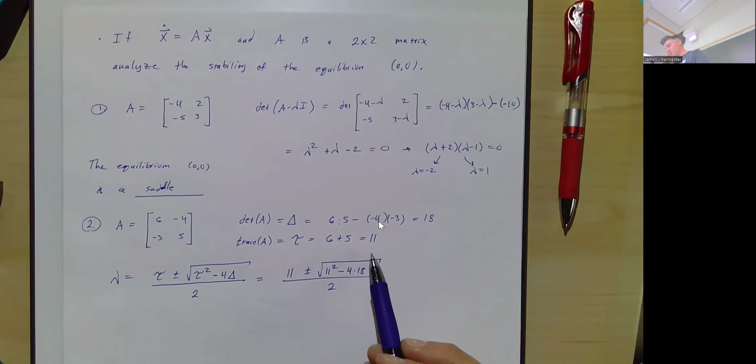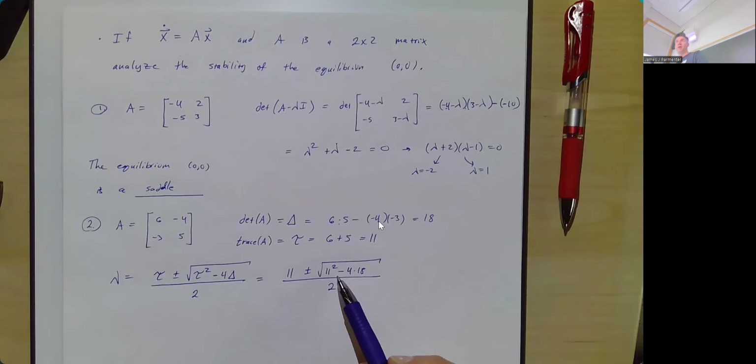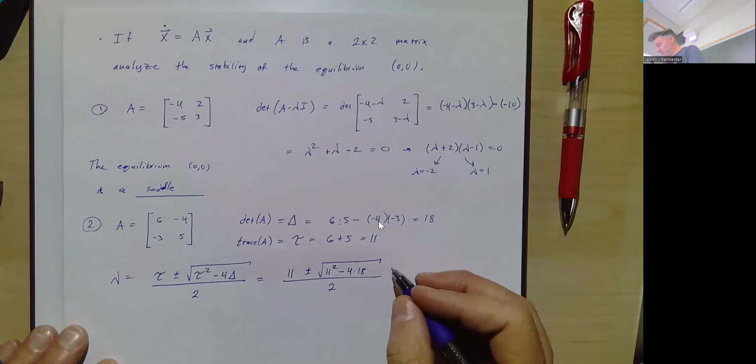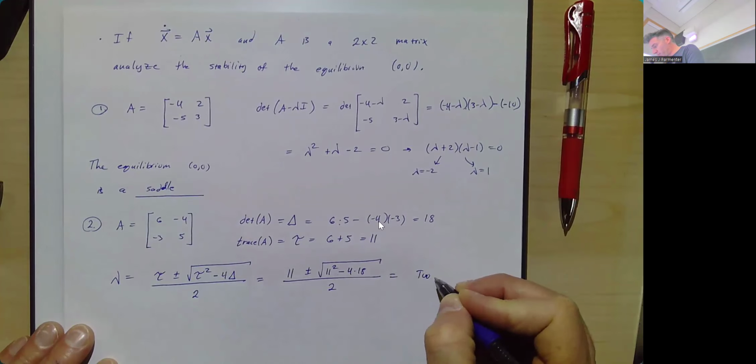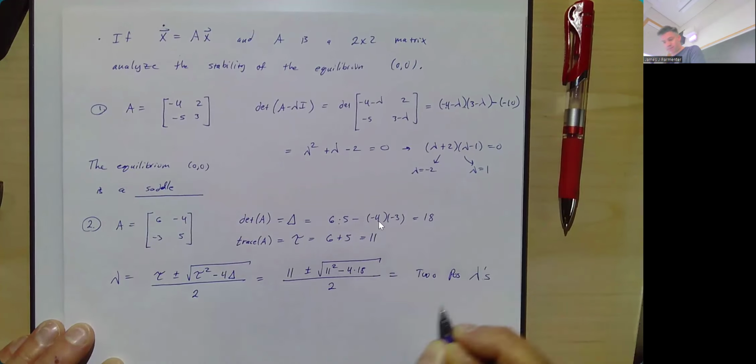So is this thing here bigger than 11 or smaller than 11? Let's see, 11 squared minus something is smaller than 11 squared, right? Whatever's inside of here is smaller than 121. And if you take the square root of a number that's smaller than 121, it ends up being smaller than 11. So since this inside part here is less than 11 squared, this whole thing here is going to be 11 minus a number that is smaller than it. And so what it's going to be giving us is 2 positive eigenvalues.